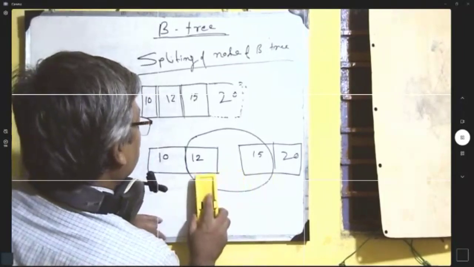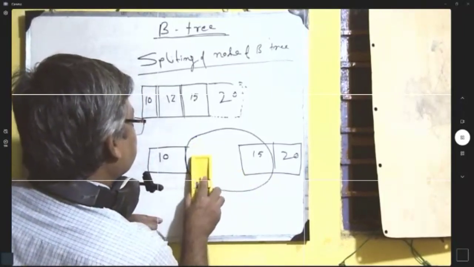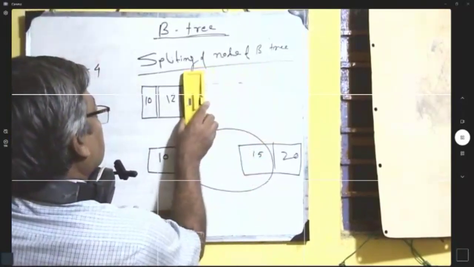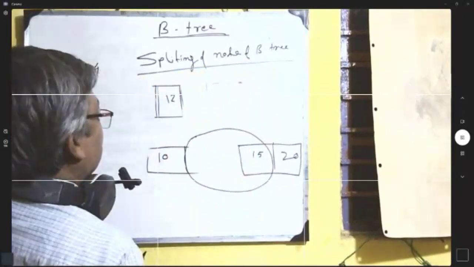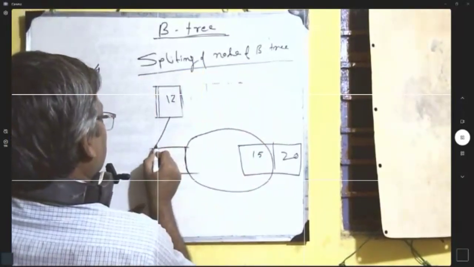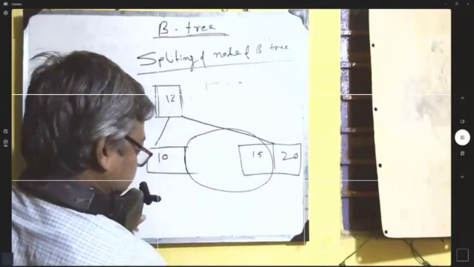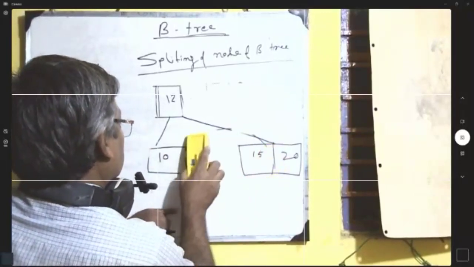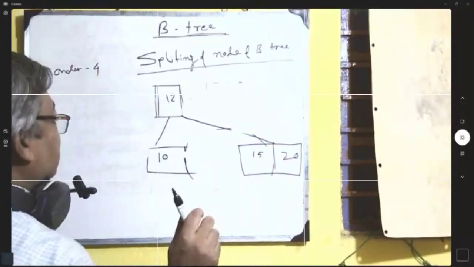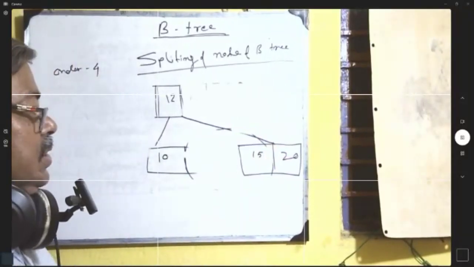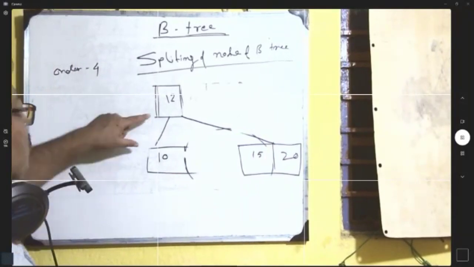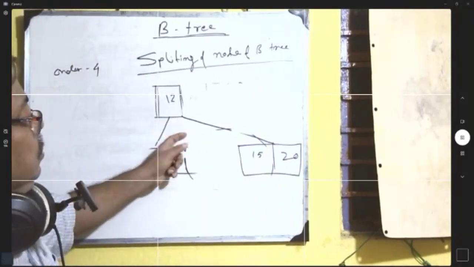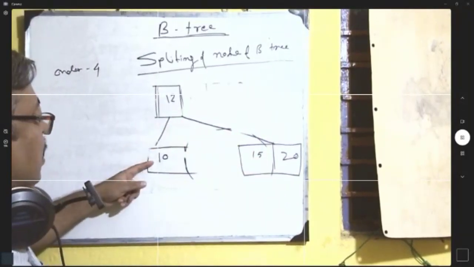So 12 will vanish from this position, and 12 will be shifted up here, and after shifting 12, the split leaves 10 and 15, 20. So there are two groups organized, the left node 10 and another node 15, 20. The right side node shows greater values, the left side node shows lesser values.